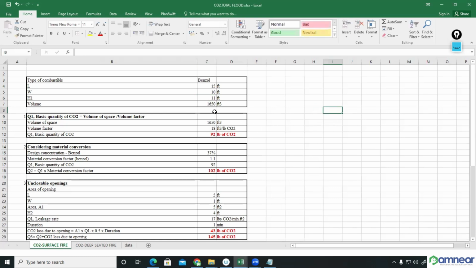So the volume will be, as you know, length into width, you will be getting area. Area into height, you will be getting volume. 1650 cubic feet. Correct. That's the volume of my space.